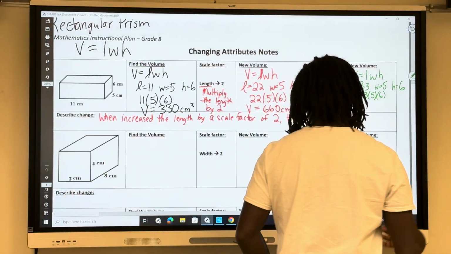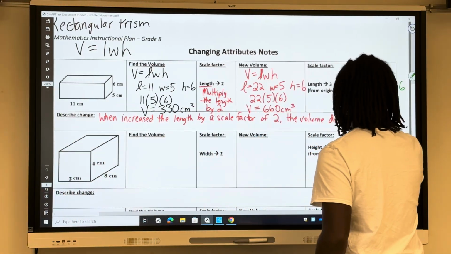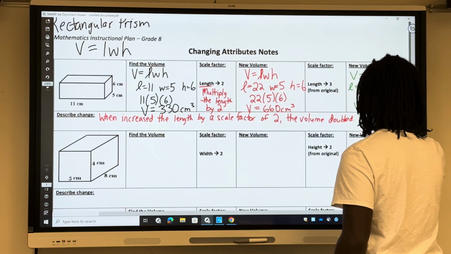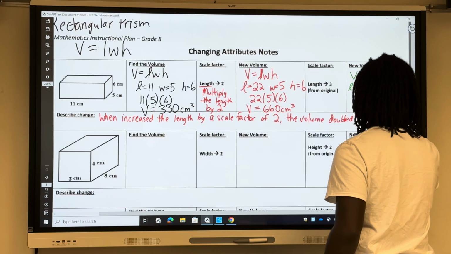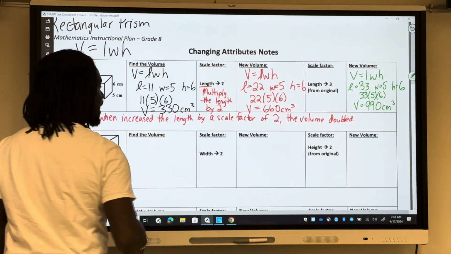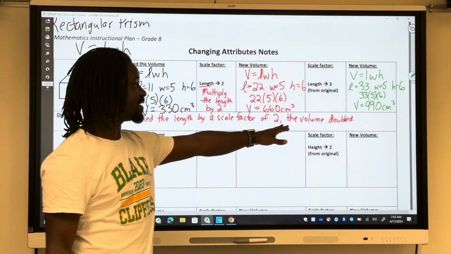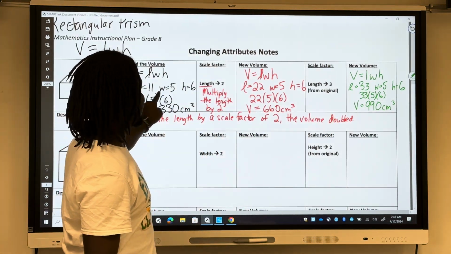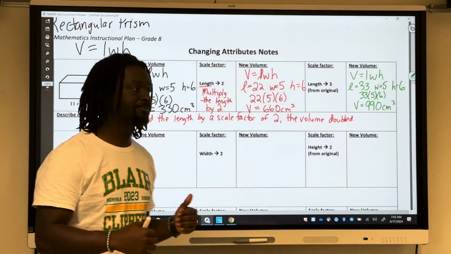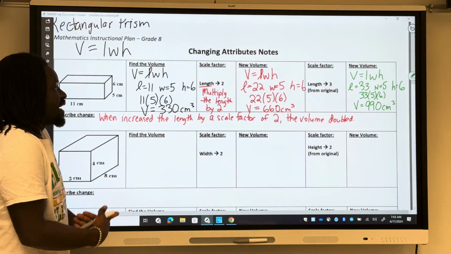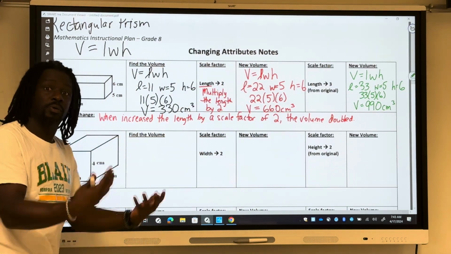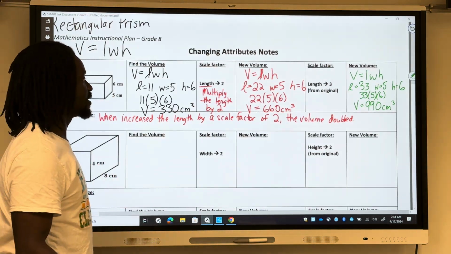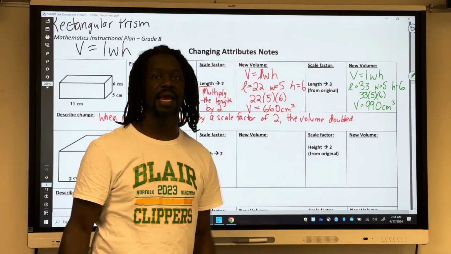Again, I can enter this into Desmos, and when I do that, I'm going to get that my volume is 990 centimeters cubed. And so what we see is once I increase the length, it was 11, I increased it to 33, that also made my volume triple. It also increased by a scale factor of 3. So again, the same thing happens.